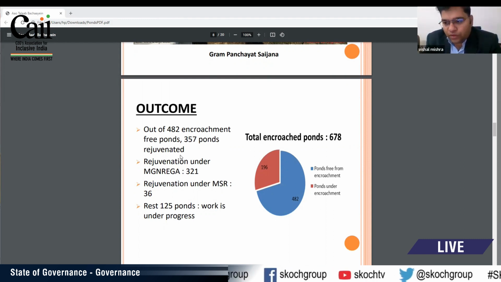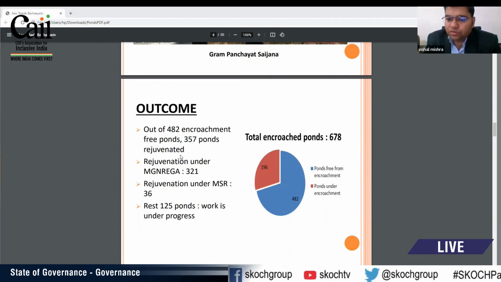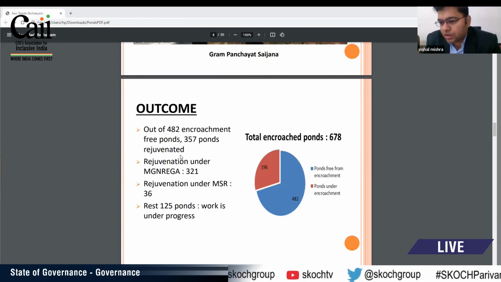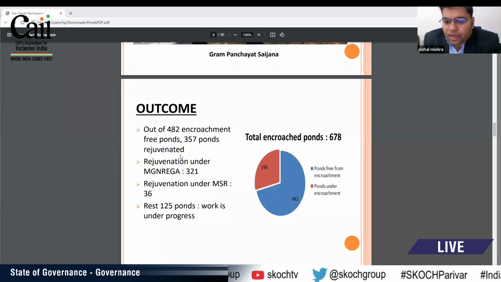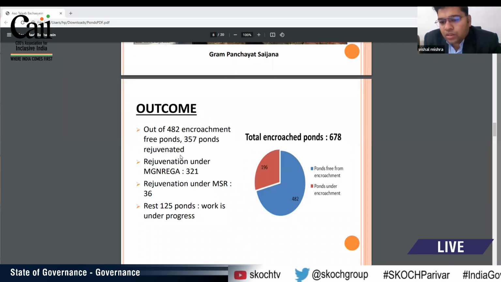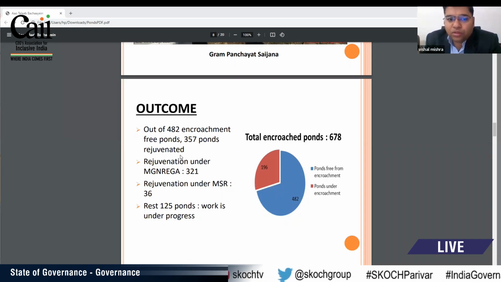There are some cases, some housing societies or other issues, and there might be some stay from the honorable courts. So we are still trying hard to develop all the ponds which were originally recorded in the revenue records.